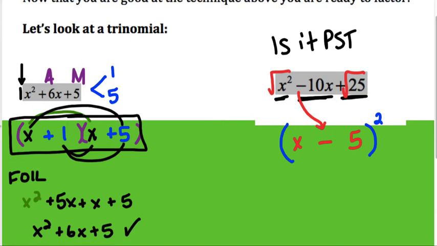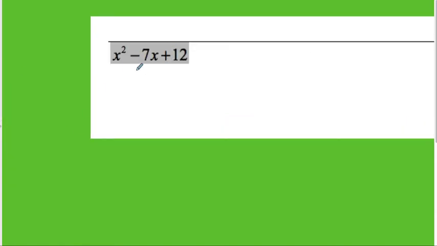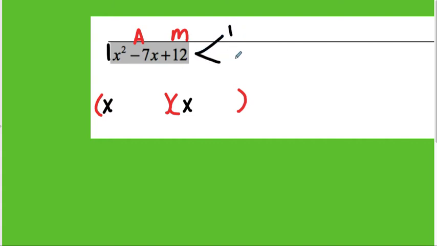All right, we're going to try another one. x squared minus 7x plus 12. So I'm looking for things that add to negative 7 and multiply to 12. Okay, so we make our two binomials. We look carefully. There's a coefficient of 1 in front, so that's going to give me x and x. And my factors of 12: 1 and 12, 2 and 6, 3 and 4.